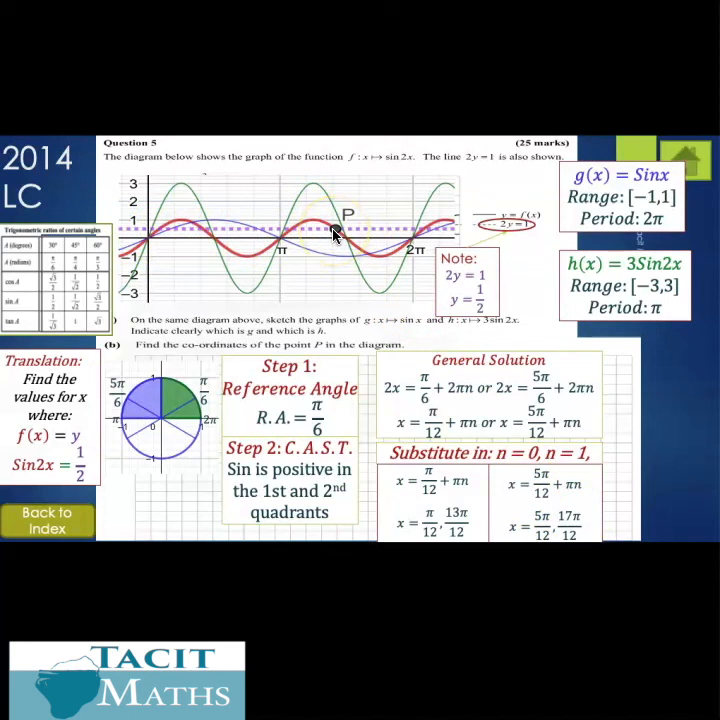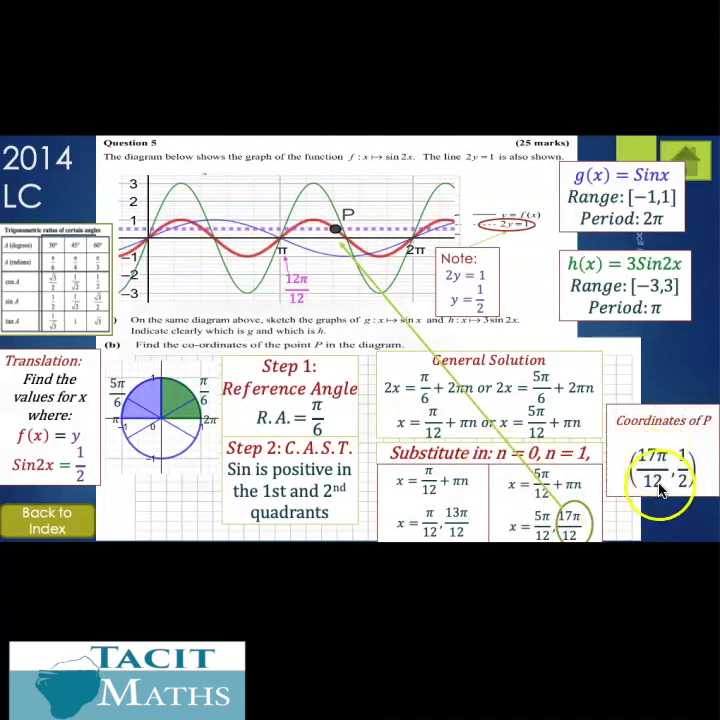But another way of looking at it is, if we give them all the same common denominator, so if we gave pi a common denominator of 12, it would be 12 pi over 12. So obviously 13 pi over 12 is that coordinate there. Pi over 12 is the first one there. 5 pi over 12 is that one there. And lo and behold, 17 pi over 12 is that one there. So that's our coordinate. The coordinate is 17 pi over 12 comma a half, because we know the y coordinate has to be a half.